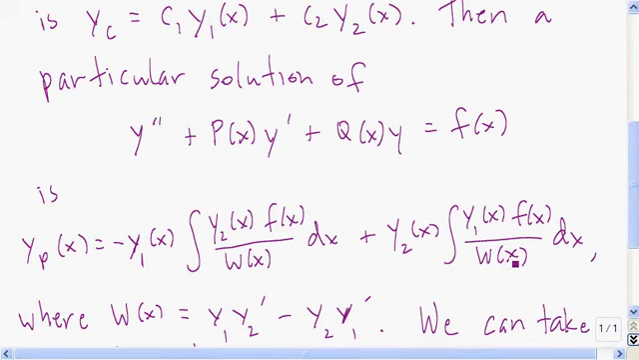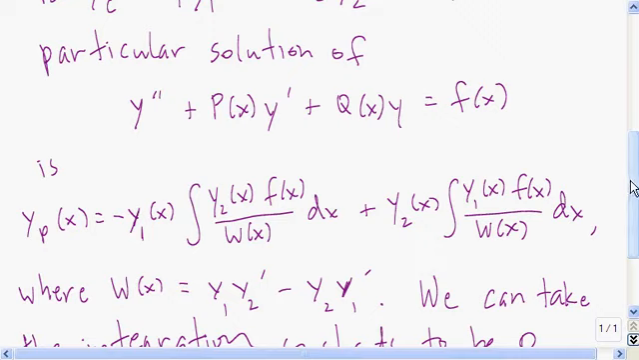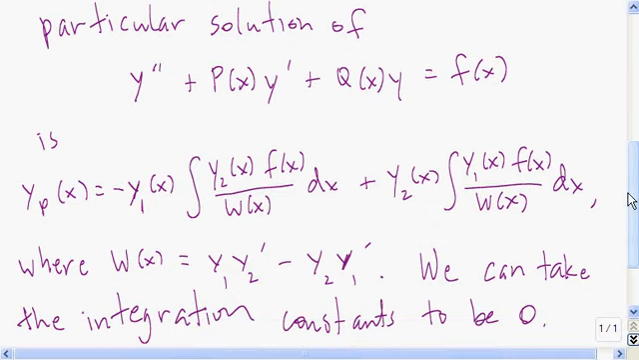Here W is the Wronskian of y1 and y2, which is simply equal to y1 y2' minus y2 y1'. This actually comes about from assuming a particular form of a particular solution and then deriving what it would have to look like. That's where these come from. You can see that since we have these indefinite integrals, we will have integration constants, but we can take those to be 0.